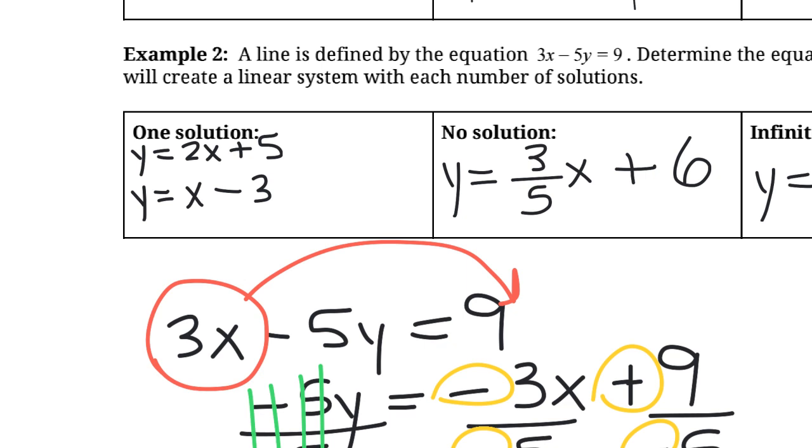Okay, so there's multiple variations of what could go into the box for one solution, because as long as the slope is different and the y-intercept is different, that is going to give you two lines that cross each other at one point of intersection.